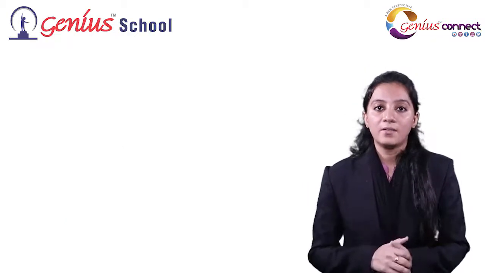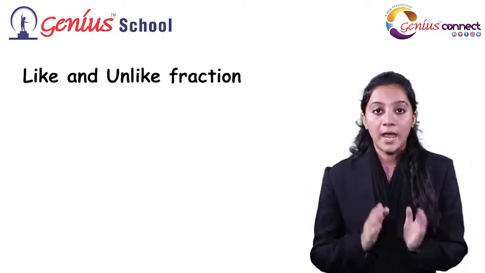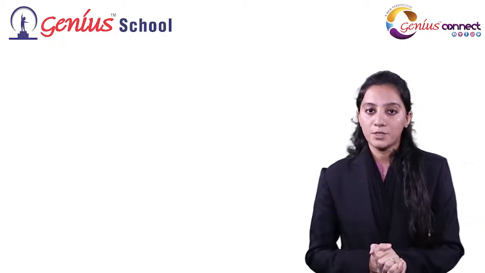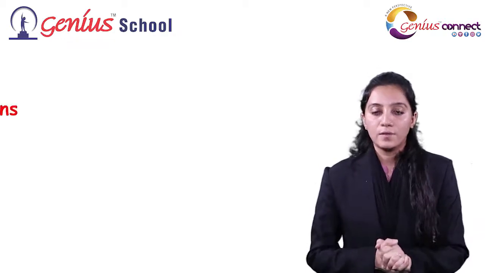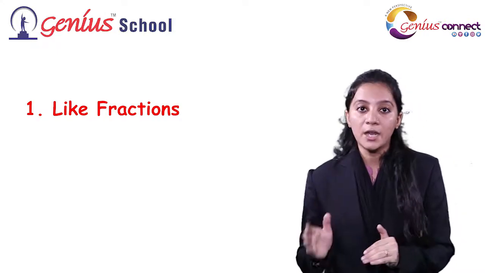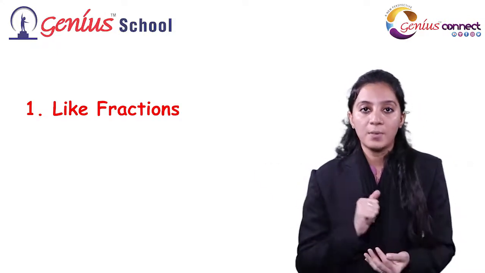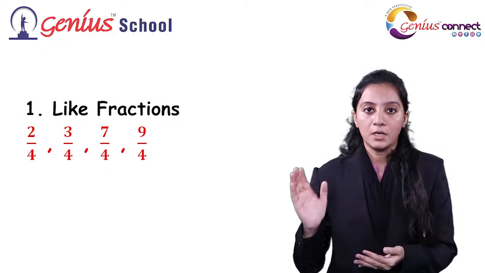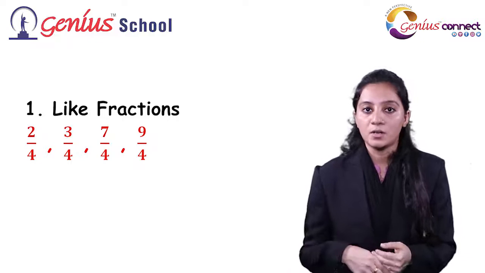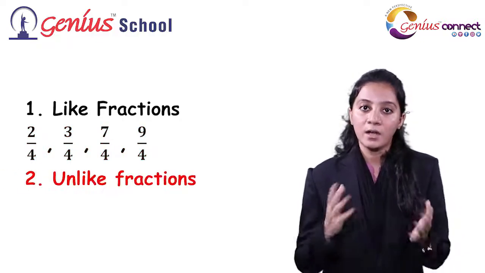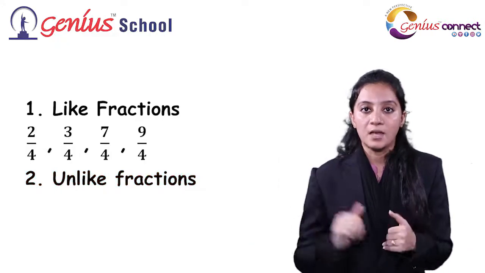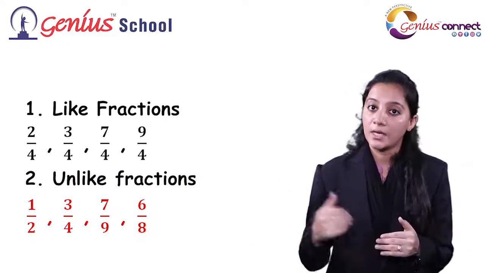Next are like and unlike fractions. Like and unlike fractions are not types of fractions. It is a comparison between fractions. First of all, we will start with like fractions. In like fractions, the denominators should be equal, right? Here the examples are 2/4, 3/4, 7/4, and 9/4. These are all like fractions. Now the second one is unlike fractions. In unlike fractions, the denominators are different. The examples are 1/2, 3/4, 7/9.